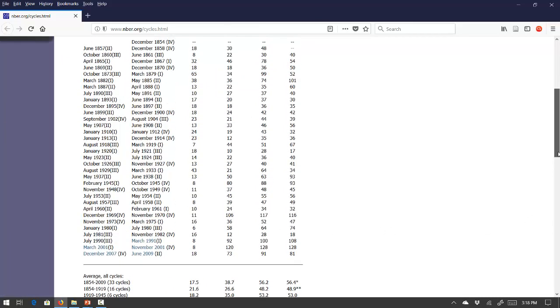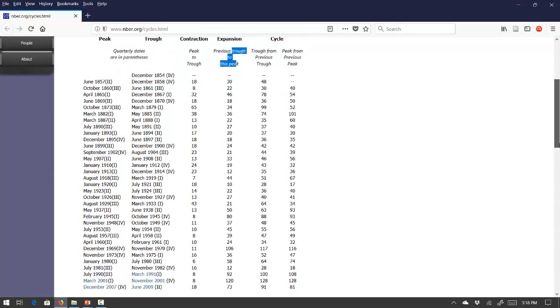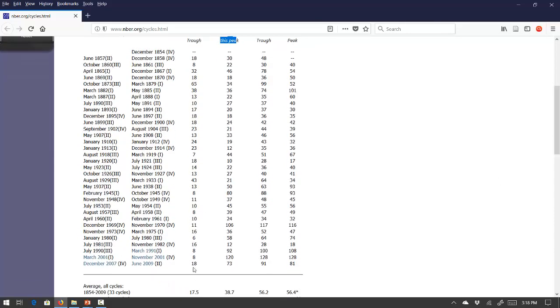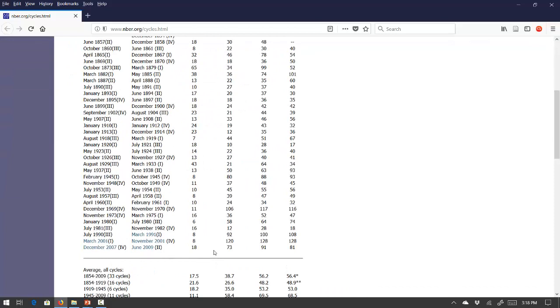That happened almost 10 years back, and that lasted for almost 18 months. That's peak to trough. Prior to that, the last recession we had was from March 2001 till November 2001. Then before that we had a recession from July 1990 till March 1991.